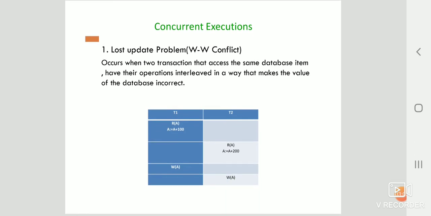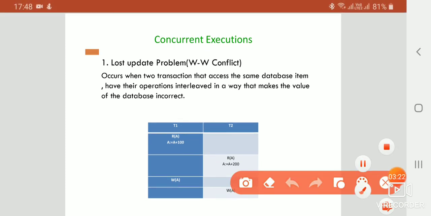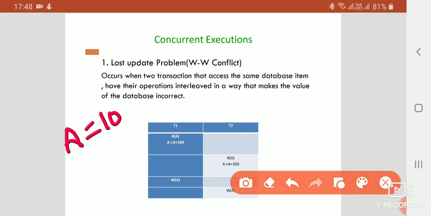The first inconsistency is the lost update problem, also called write-write conflict. This occurs when two transactions that access the same database item have their operations interleaved in a way that makes the value of the database incorrect. For this we'll see an example. Suppose A has 100. A equals A plus 100 means you will get the new A value as 200 at this line.